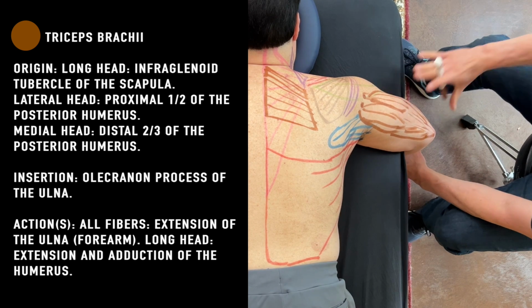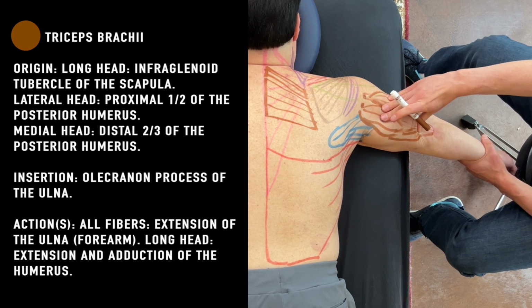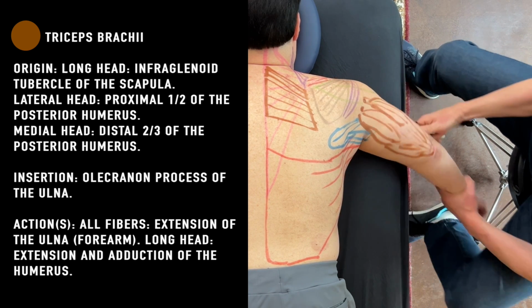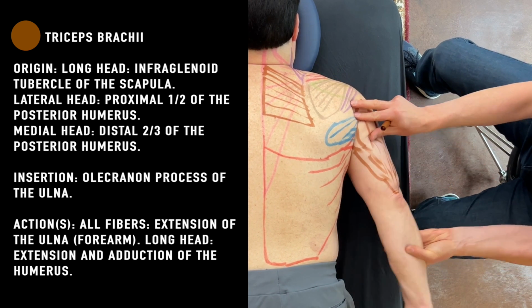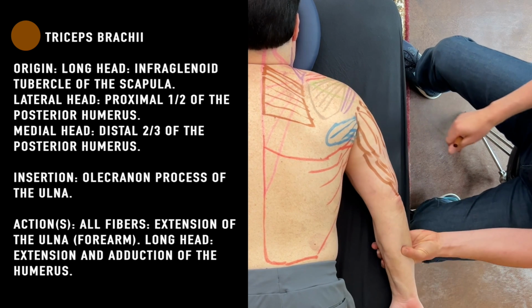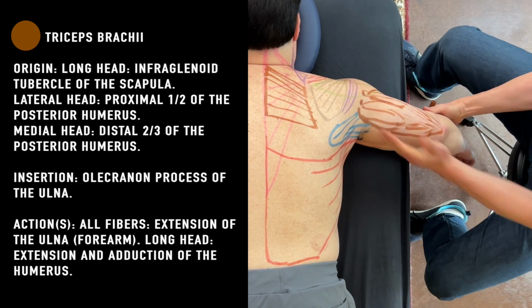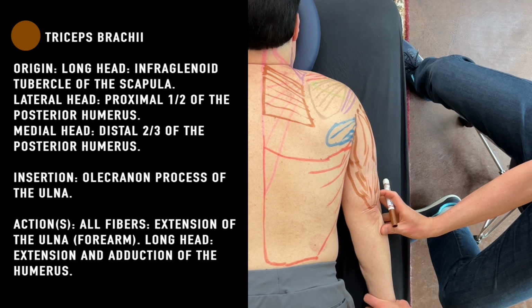The triceps brachii, all heads will extend the elbow. The long head will also extend the humerus and may assist with adduction of the humerus.